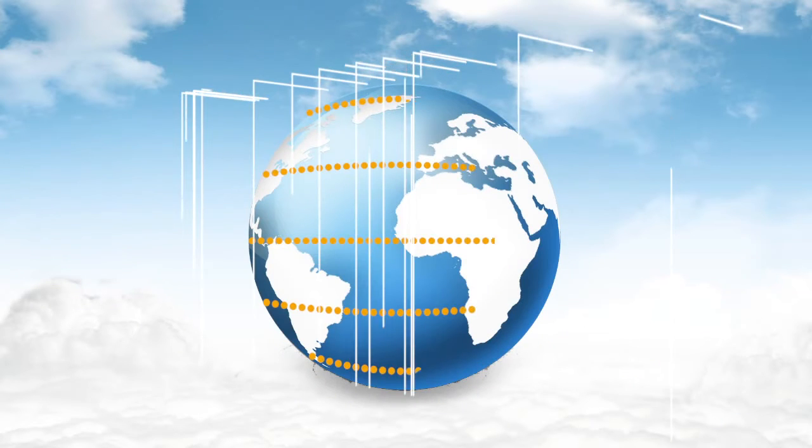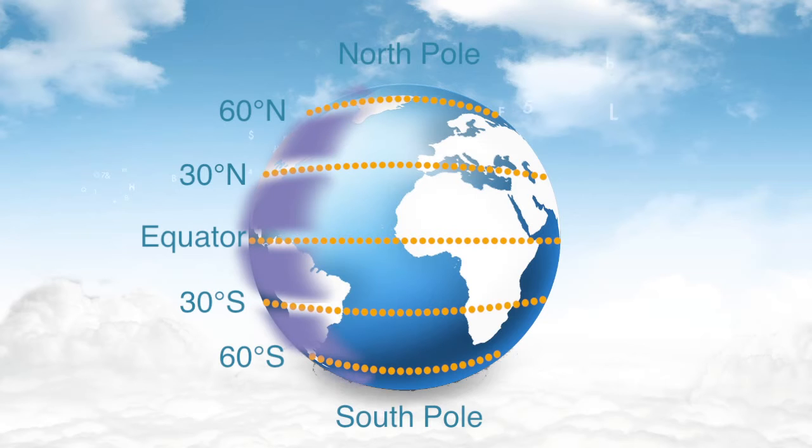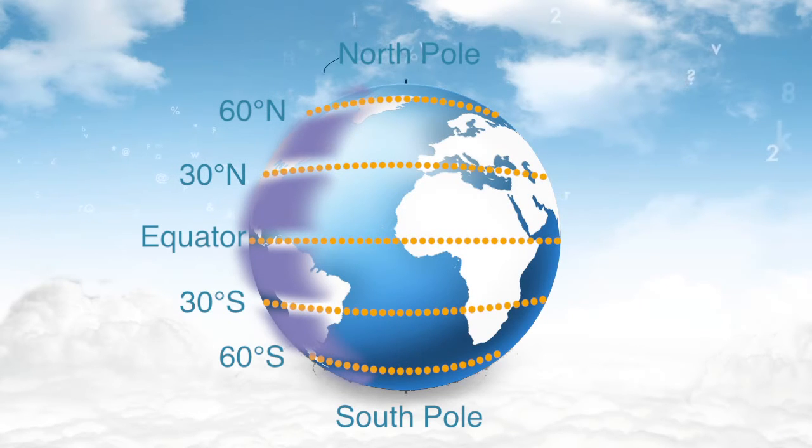Besides the little highs and lows you see on a weather map, there are large bands of high and low pressure across the Earth. In turn, this causes large bands of prevailing winds to be present across the Earth's surface. These are also affected by the spin of the Earth.